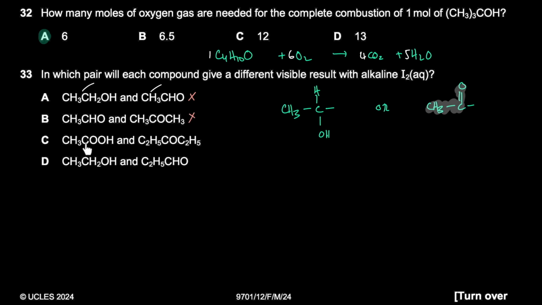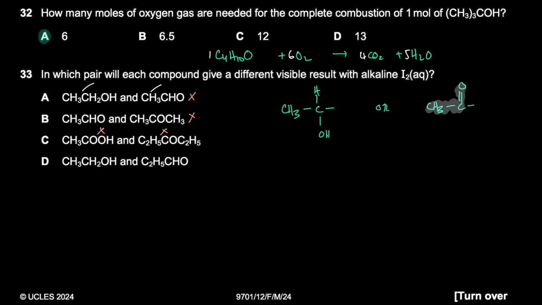In C, both of them will not give a positive result. Why? Because as I said, carboxylic acids won't give that result. And here we have a CH3CH2CO. We don't have a CH3 directly bonded to a CO here. So that means that the answer must be D.